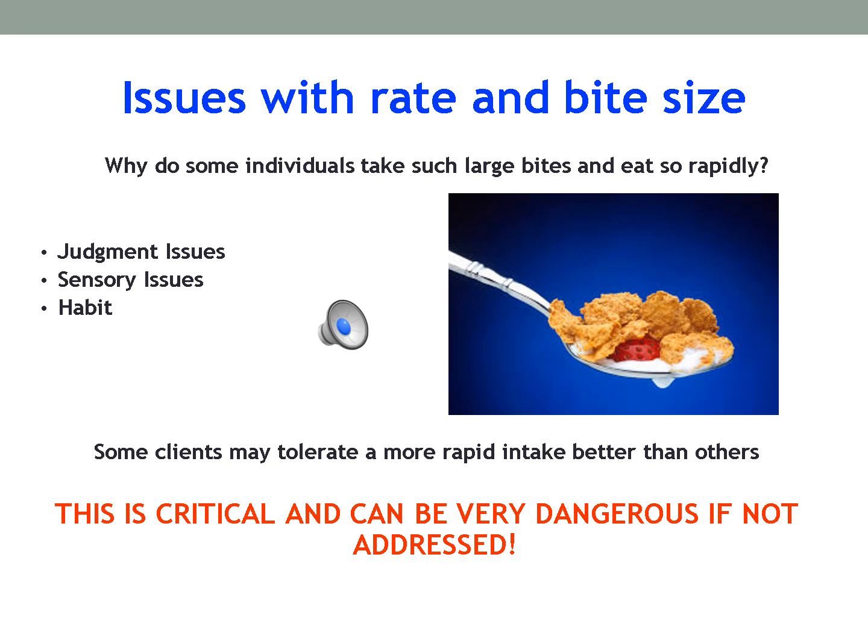Some of our individuals have issues with rate and bite size during meals and snacks. Why do some individuals take such large bites and eat so rapidly? Well, a lot of it can be judgment issues. They're not always able to self-monitor and make good choices. They may have those sensory issues that we talked about earlier, and they're just trying to get through the meal and get to the next best thing because they just don't want to sit at that table and they don't want to hear one more thing. And if they hear somebody's fork scrape that plate one more time, they're going to scream. So they're trying to get out of there.